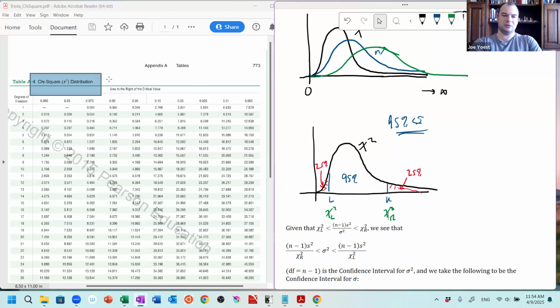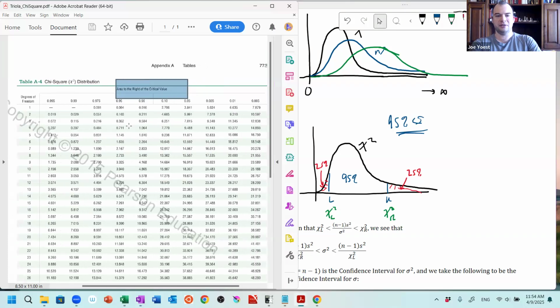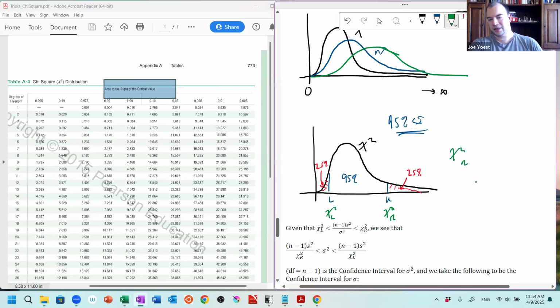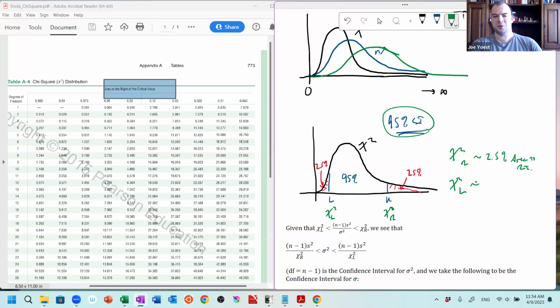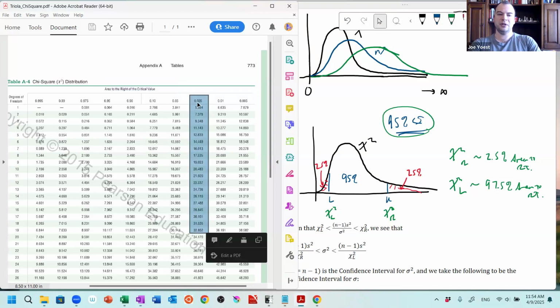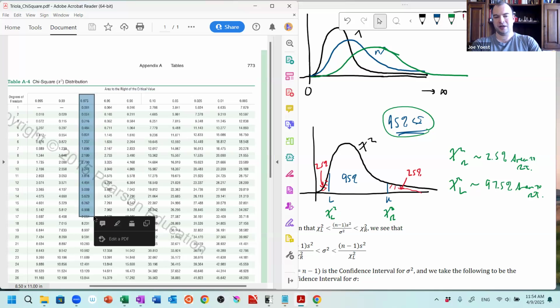Note that in the chi-square table, we have area to the right of the critical value. So chi-squared right has 2.5% area to the right, in this case, in a 95% confidence interval. And chi-squared left, well, 2.5% area to the left means 97.5% area to the right. So I might be looking for chi-squared right down this 2.5% area to the right column, and for chi-squared left down this 97.5% area column.